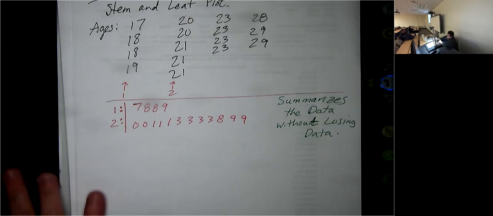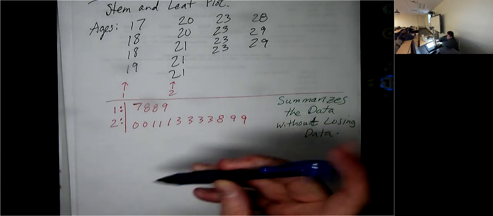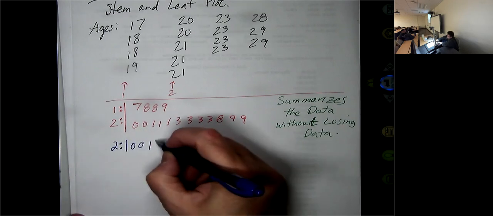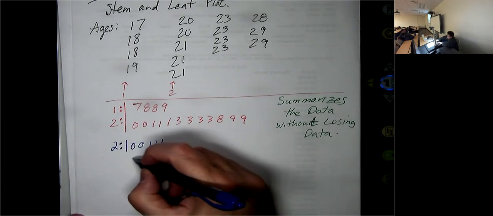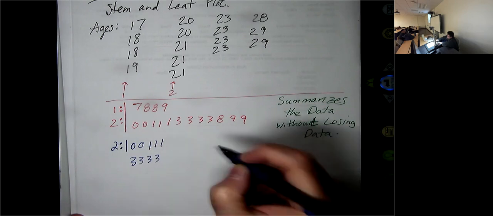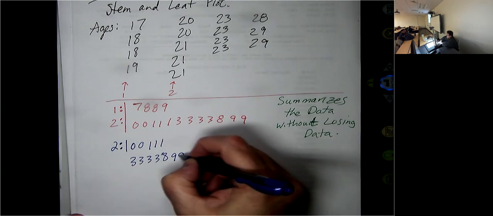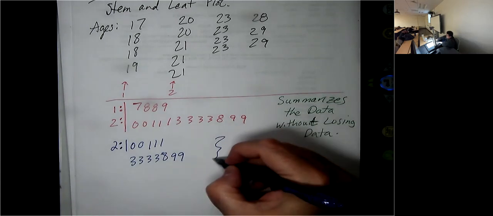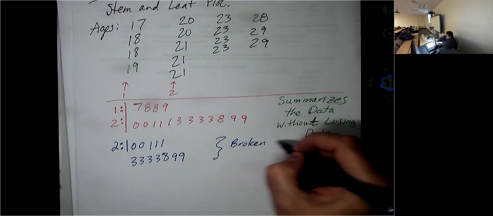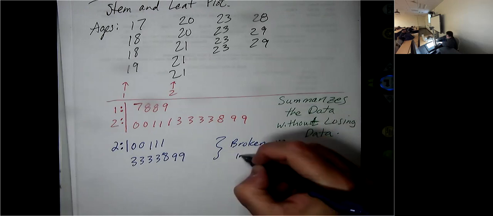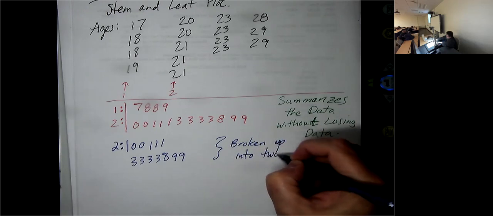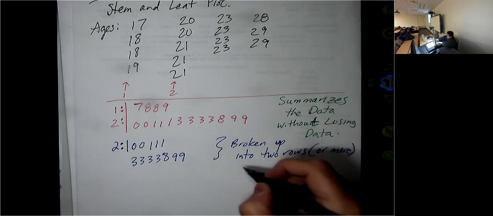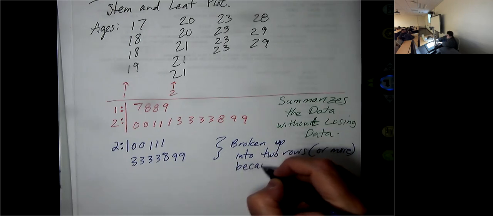Sometimes, rather than doing it this way, they might do the 2 like this. They'll do it like this, where they'll break it up into 2 rows, or more, because there were a lot of entries.